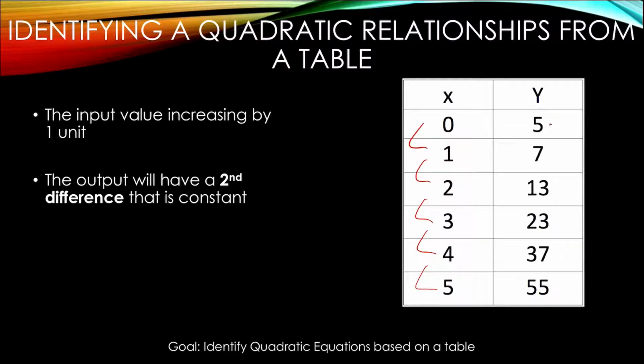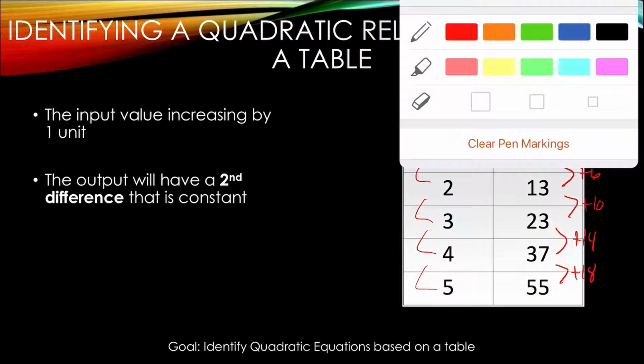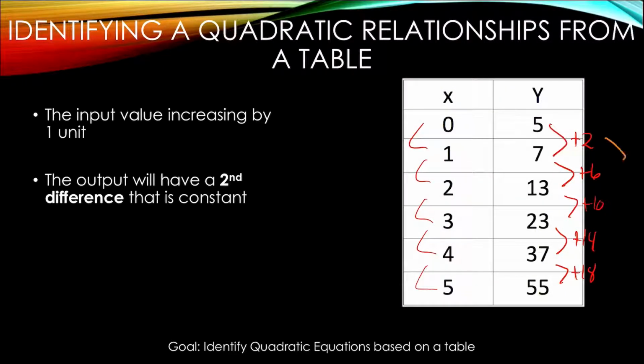So the first difference we know is saying, well, I'm adding 2 here, and then I'm adding 5. Oh, nope, adding 6, sorry. 13 to 23, I'm adding 10. 23 to 37, I'm adding 14. 37 to 55, I'm adding 18. Okay, and then we look at our second difference.